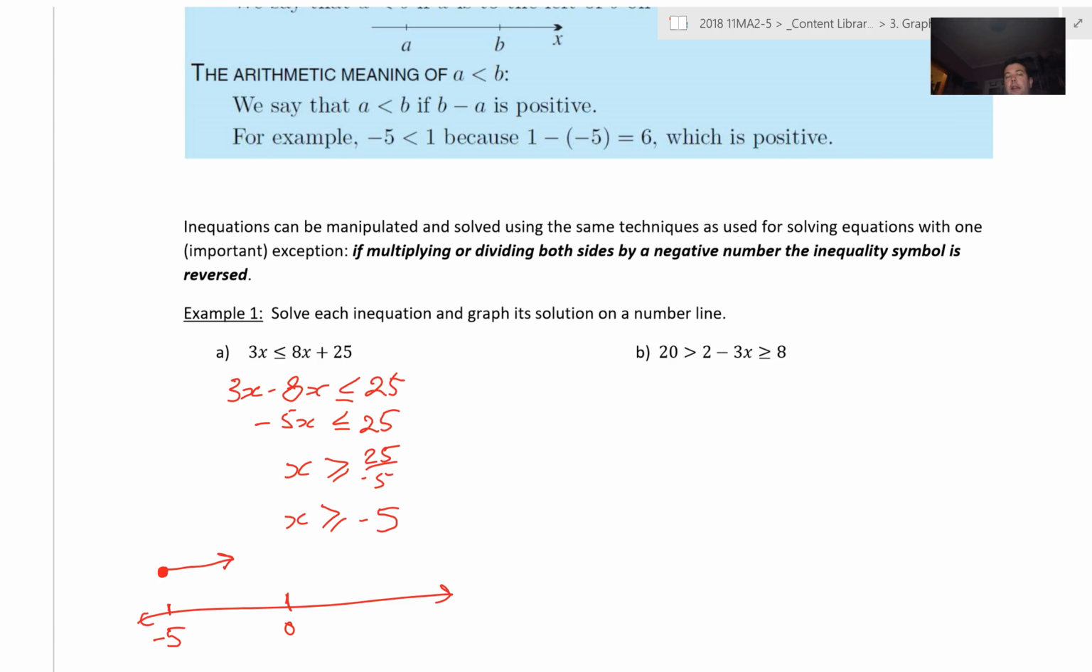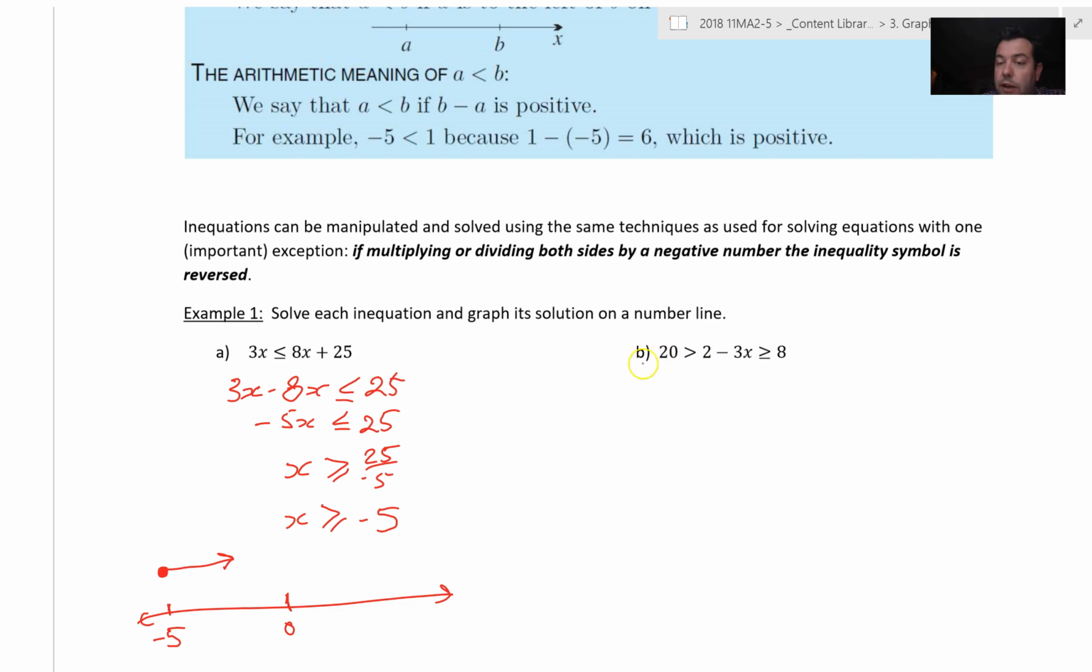There we go. That is the solution, right? This is everything that is greater than or equal to -5. That's what x is. Now, over here, slightly more complicated. Rather than just get variables on the left, what I want to do is isolate x on its own in the middle. I want to get x between two other expressions here.